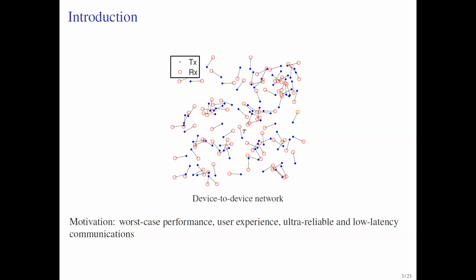Another thing is, if you move from this link to another link, you observe a different network geometry. So the question really is, how can we guarantee something for all the links, despite their geometry being different? And this is in the context of characterizing the worst case performance in wireless networks in the spatial domain. Also relevant to user experience and ultra reliable and low latency communication.